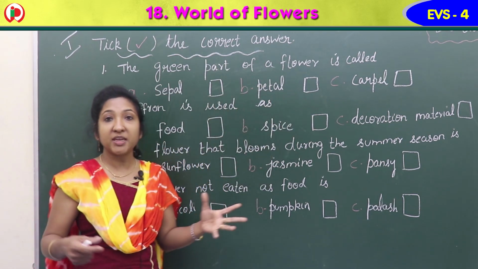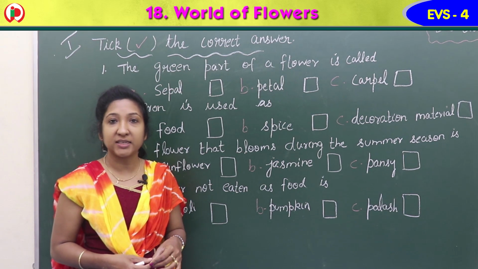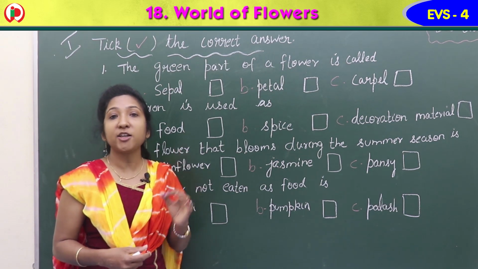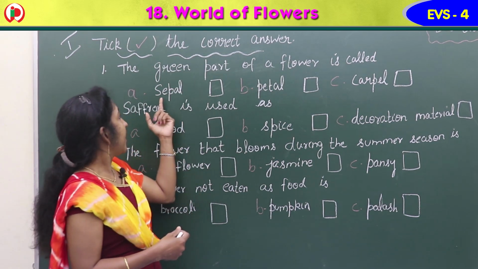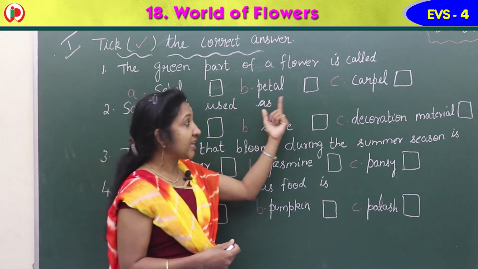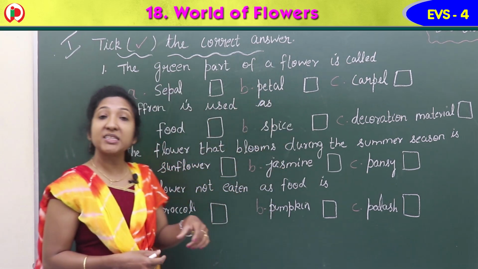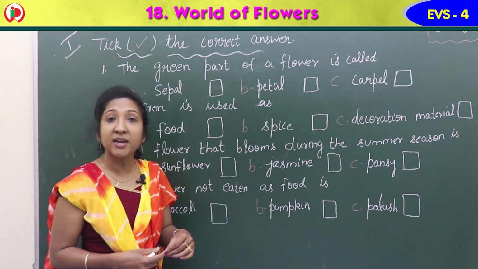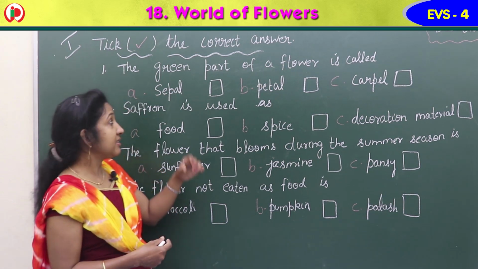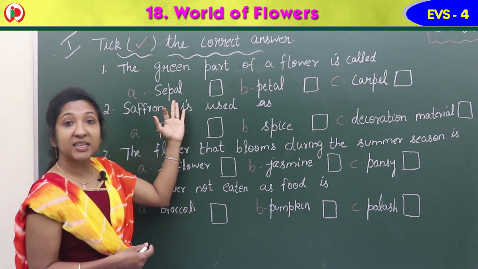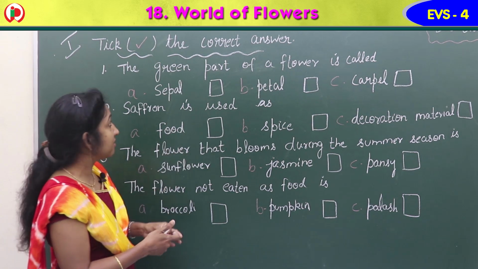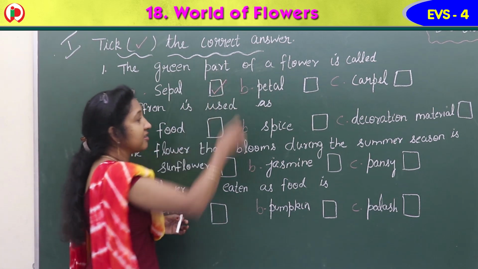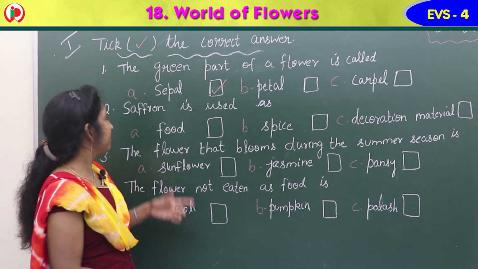Okay, so first question, the green part of a flower is called. So flower, there are many parts, four main parts we learned, isn't it? The green part of the flower is called A, sepal, B, petal, C, carpel. So which is the green part of the flower, children? Yes, it is the sepal. It is the green part of the flower. So just give a tick here in the square box of sepal.